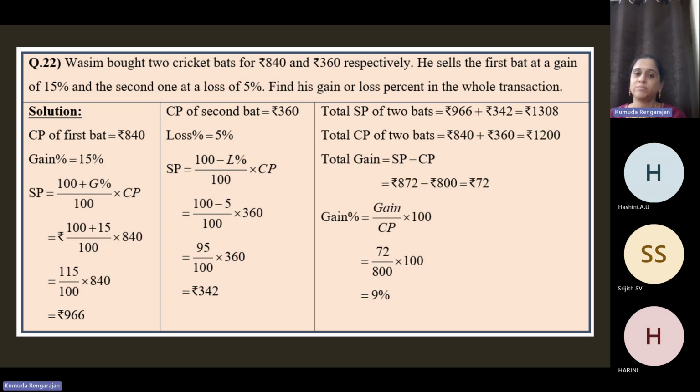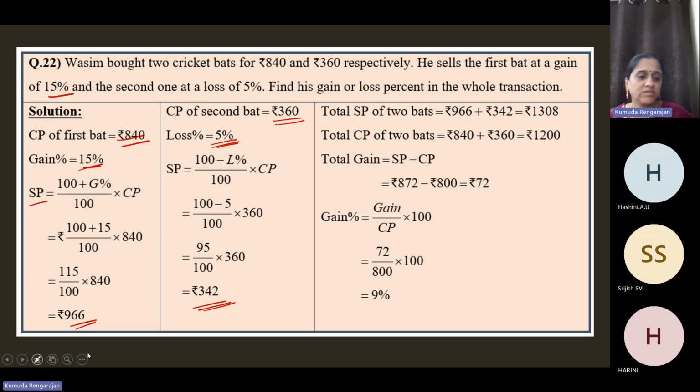How many bats has he purchased? 2 bats. What is the CP of 1 bat? 840 rupees. And what's the gain? 15%. So with CP and gain percent, you can find the SP using the formula. And what's the SP? 966. Now this is the CP of the second bat. And this is the loss percentage on selling the second bat. So this is the selling price of the second bat, right?